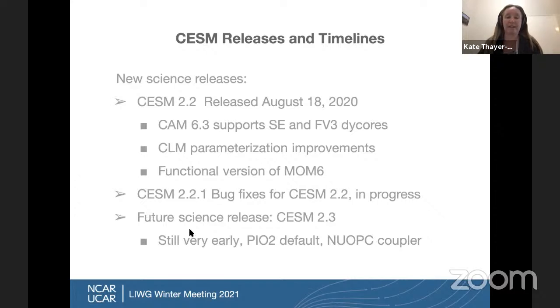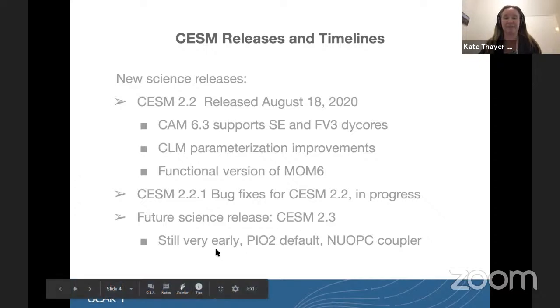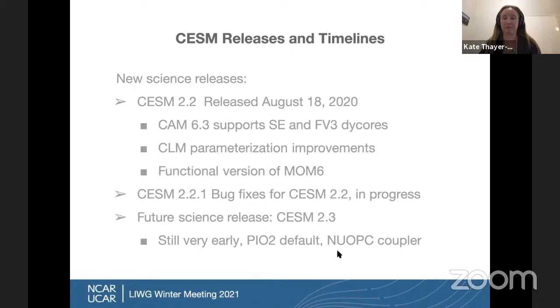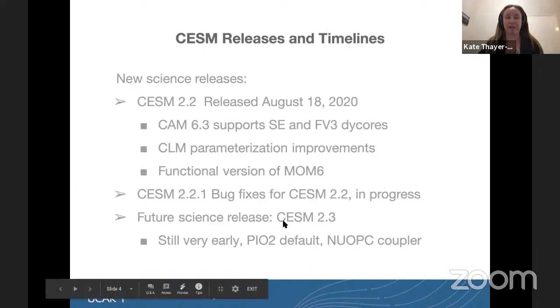And then we are working on CESM 2.3, the next science changing release. So this is still very early. It looks like it's going to include things like PIO2 as a default, which has required a huge amount of work for the CAM software engineers. And then the new CMEPS coupler replacing the MCT coupler, which helps us in the Land Ice Working Group support multiple ice sheets. So that will be a big one for our work too, going forward. And it's likely we will include some of our updates to the land ice in this release as well.